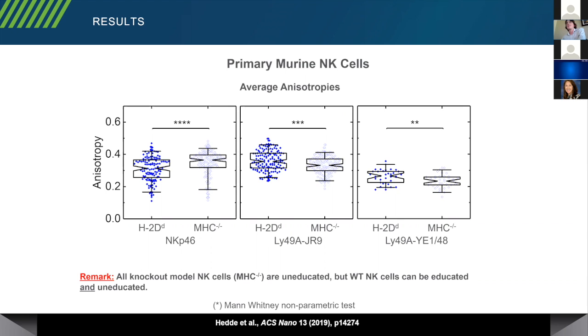One little remark, you see that for the educated, the size of the distribution is always larger than the uneducated. And the reason is that all knockout model NK cells are uneducated, but the wild type mouse NK cells can be both uneducated or educated. So there we have a heterogeneity of the population, and this is why the distribution is broader.